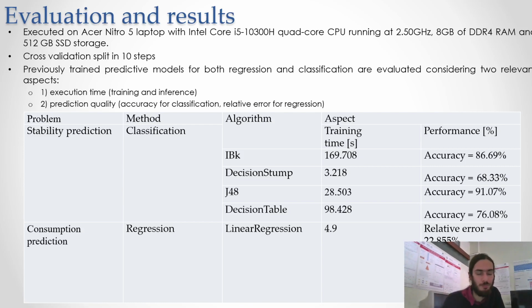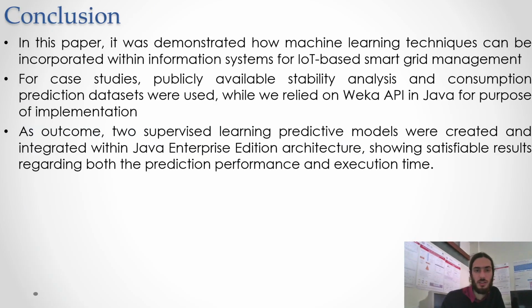For classification, accuracy was used, like the ratio between the correctly classified examples and the total number, while for regression we have relative error and root relative squared error.